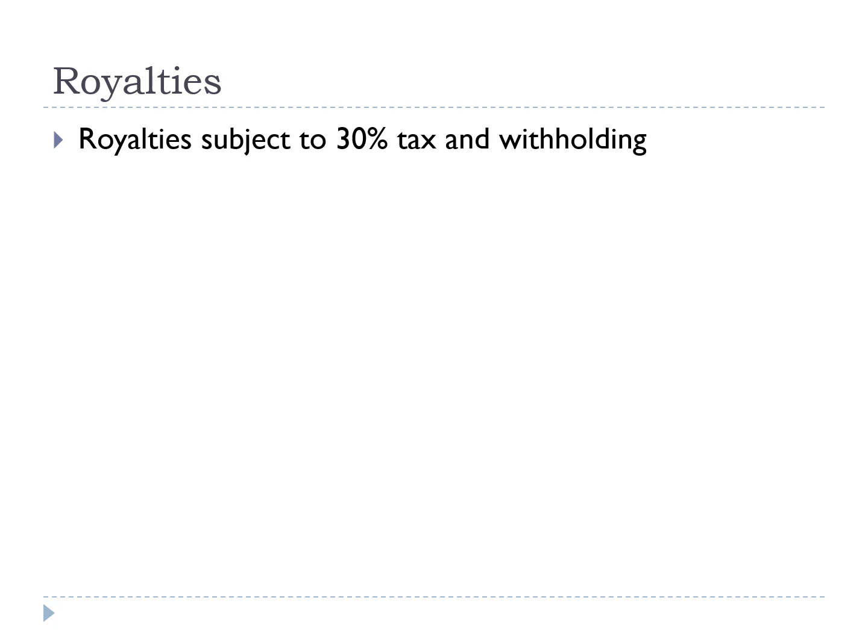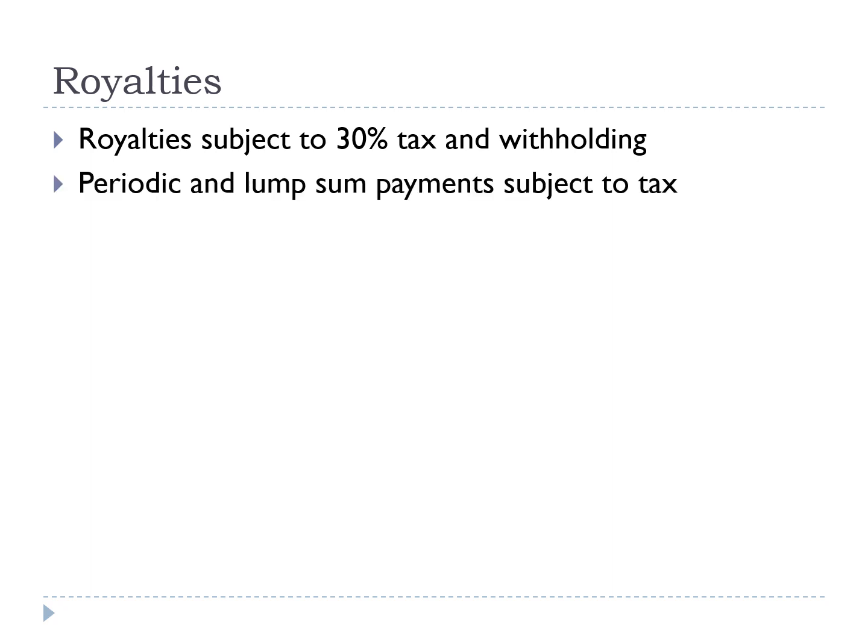A next major category of non-business income is royalties. Royalties on copyrights, patents, secret processes, trademarks, know-how, and similar intellectual property are subject to 30% tax and withholding. Such payments, when classified as royalties, are subject to tax regardless of whether they are received in periodic payments or are received as lump sums. An example of the latter is prepaid royalties.